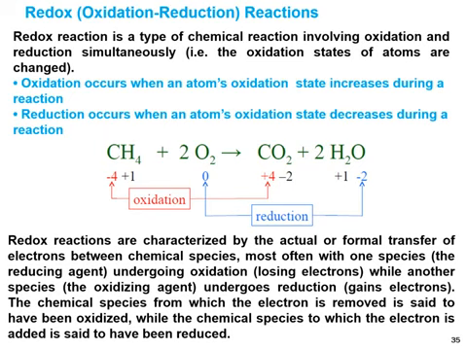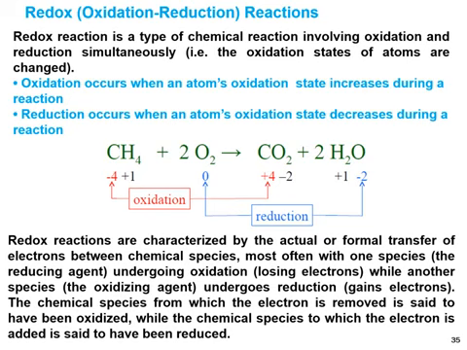Next type is the redox reaction, meaning oxidation-reduction reaction. A redox reaction is a type of chemical reaction involving oxidation and reduction simultaneously. Oxidation occurs when an atom's oxidation state increases during a reaction, and reduction occurs when an atom's oxidation state decreases during a reaction. Here you can see an example for understanding.